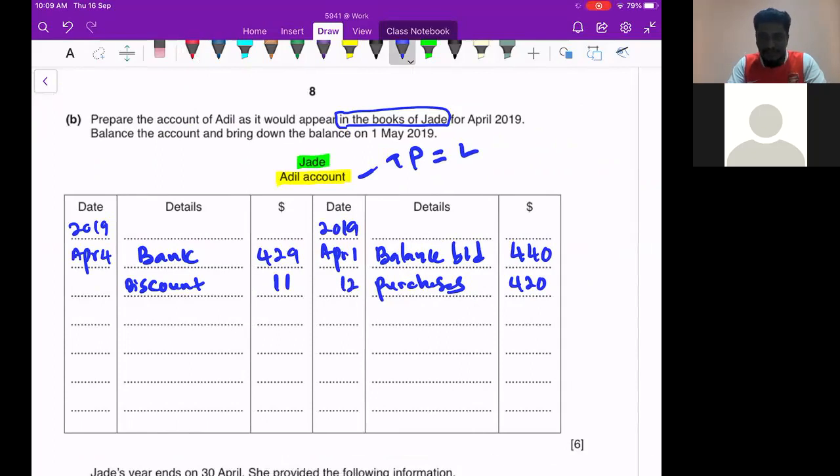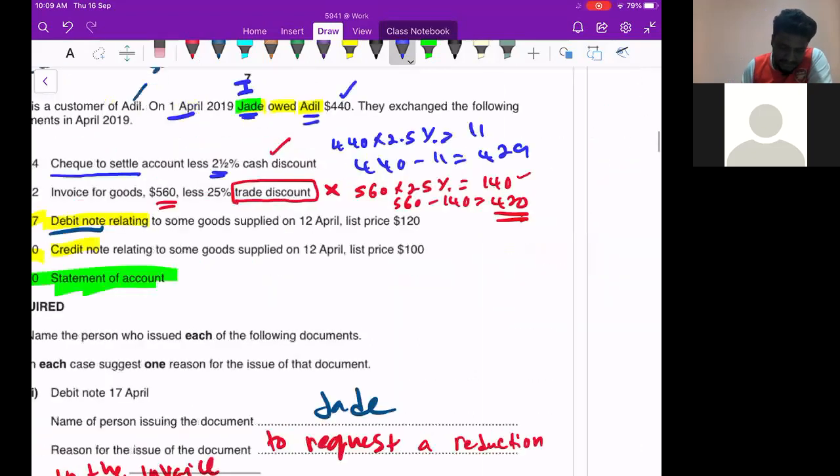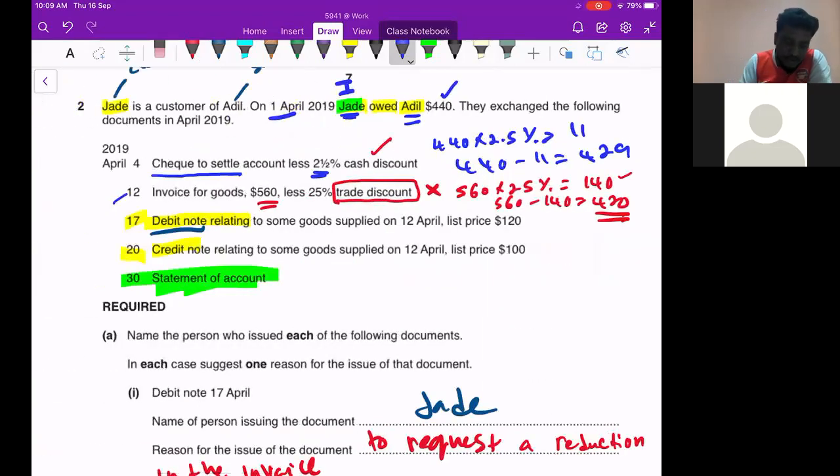Any question, please stop me and ask me. If you're not asking, I'll just continue on. I'll assume you understand. Okay, next one is a debit note. We don't record the debit note. We don't record the statement of account anywhere in the accounts books. So don't care about this.